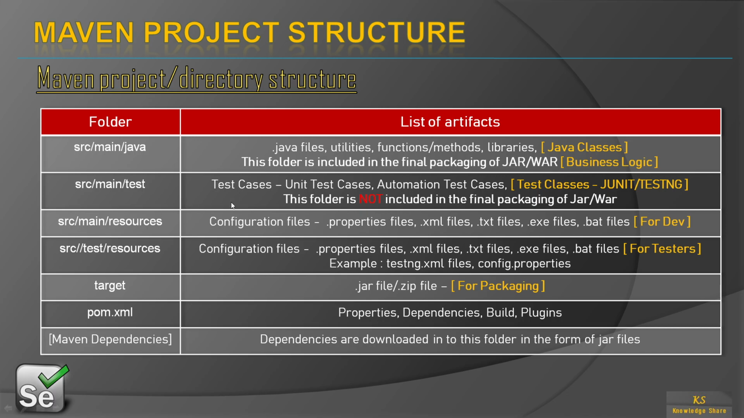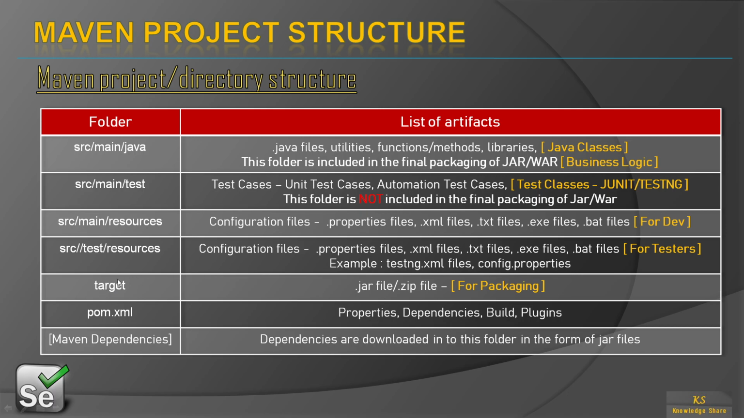Whatever test cases you have written in the test folder, if those need some configuration readings, or environment variables, or if you want to maintain testng.xml files, you keep all those files which are not coding related, that is, non-Java files, in this folder. Examples are testng.xml files, and config.properties if you want to maintain any environments.